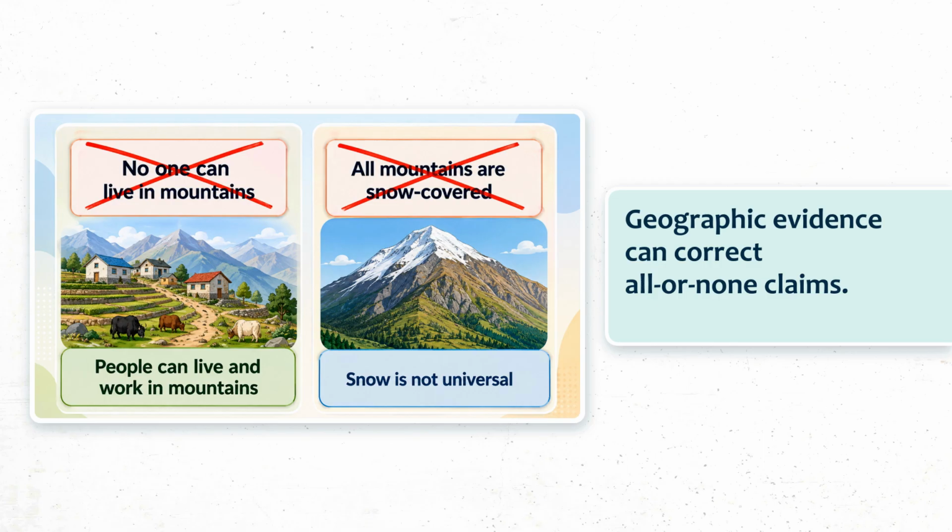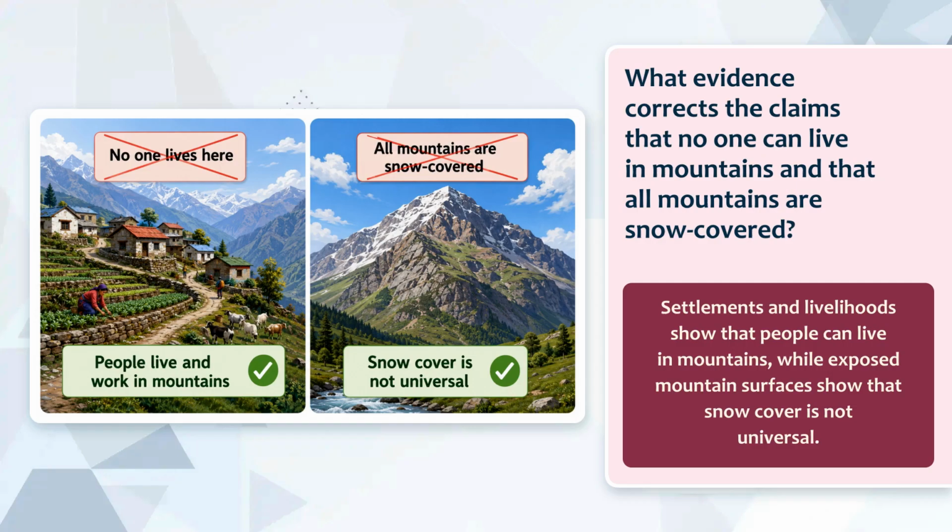Geographic evidence can correct all or none claims. Observed exceptions matter. Use 1 piece of evidence from each panel. What evidence corrects the claims that no one can live in mountains and that all mountains are snow-covered? The 2 panels give a direct correction.